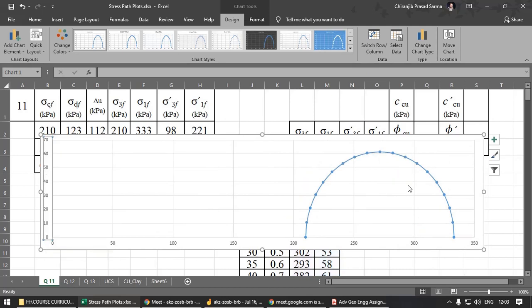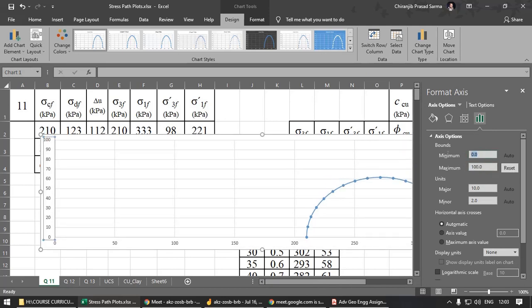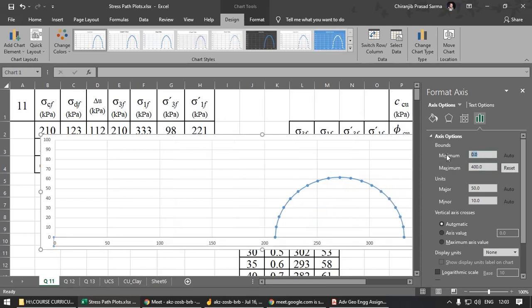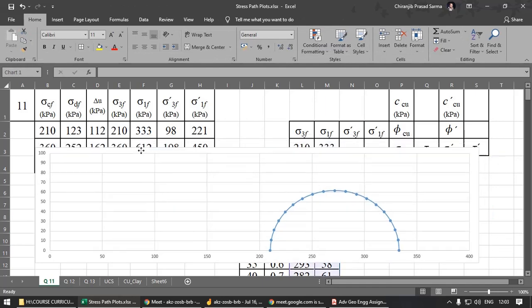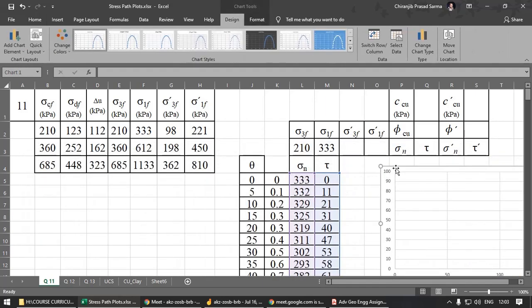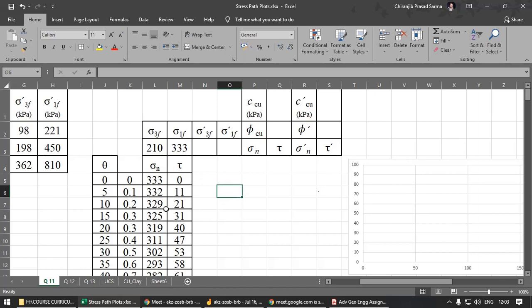So you can change the scale here, format axis, if you give, suppose this is 100, this is 0, and this is 400, suppose, this is 0. So we have one more circle. Now let us just keep it aside for a while and we calculate the other ones. Okay, so let us now come to this part.